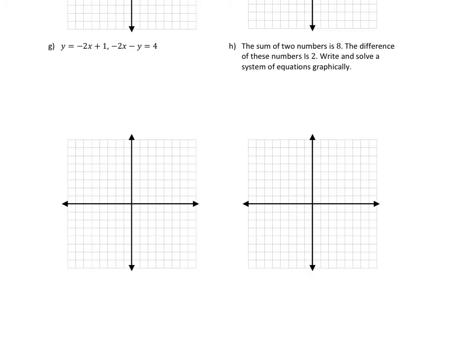Hopefully you're feeling more comfortable. Again, I'd like you to do letter G on your own. Notice the first equation is in slope-intercept form already, so the second one is the only one you have to rearrange to get y alone, or so that it's in slope-intercept form. Go ahead, pause the video, try G again. When you're ready, press play, and I'll have the answer displayed for you.